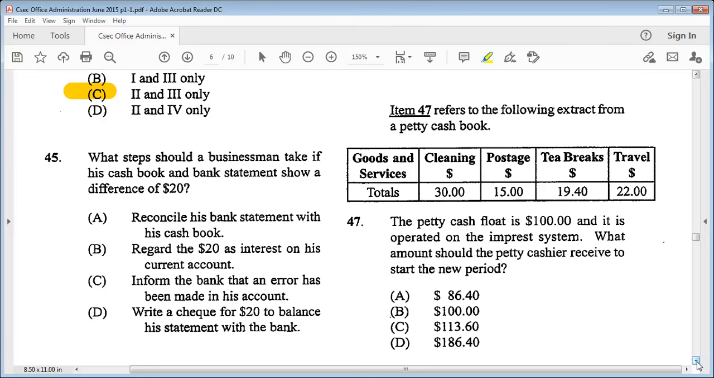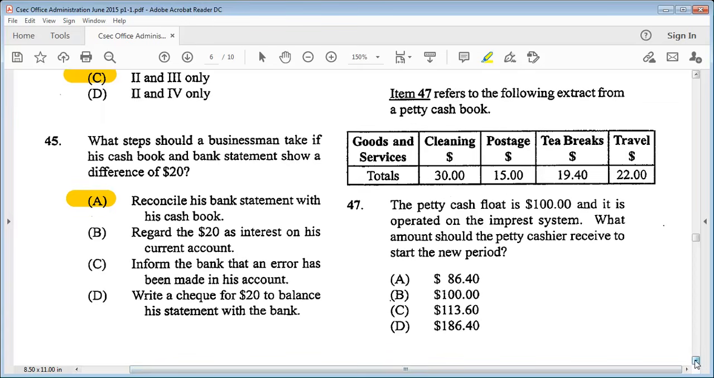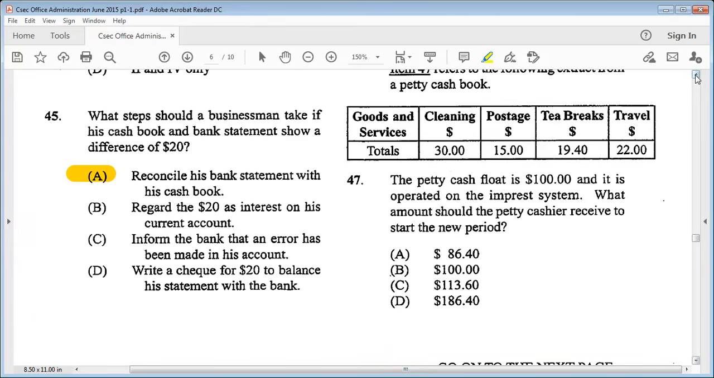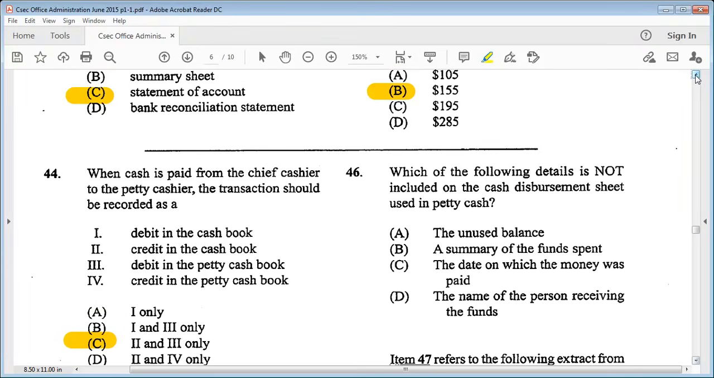This question is another repeat again. So we know it would be to reconcile his bank statement with his cash book and see where the error lies. Let's go on to 46.